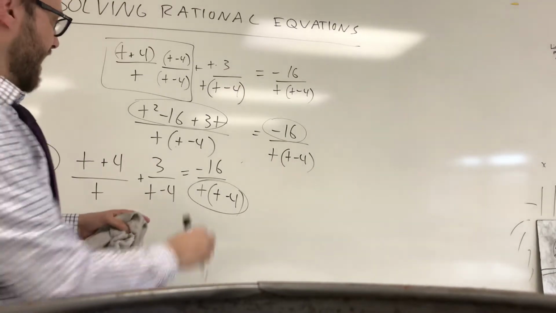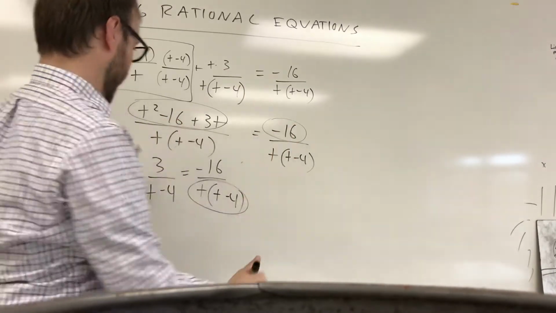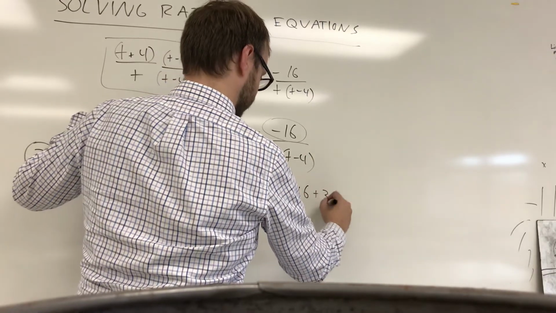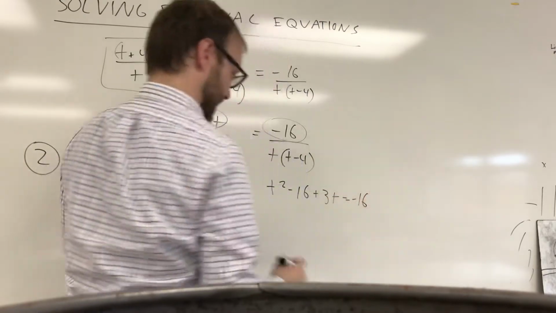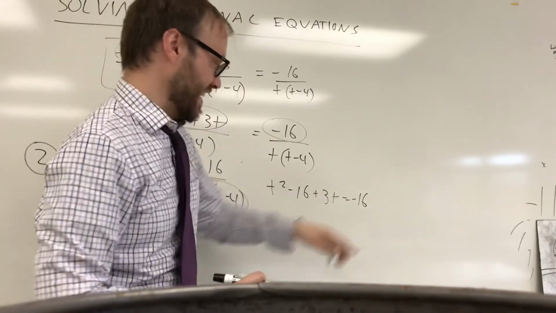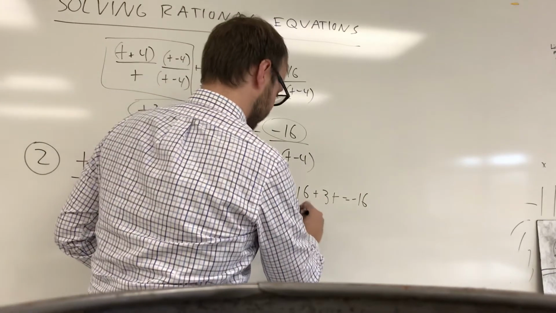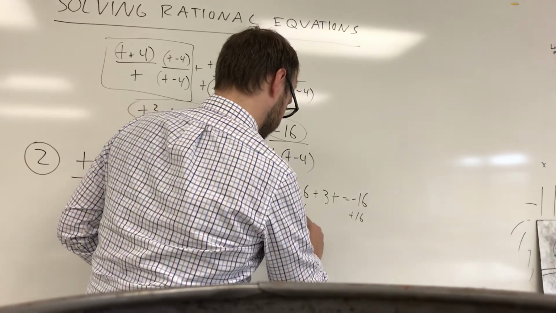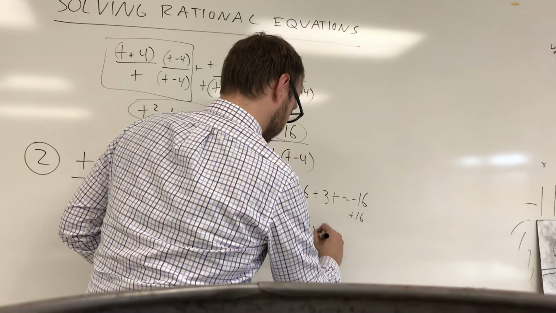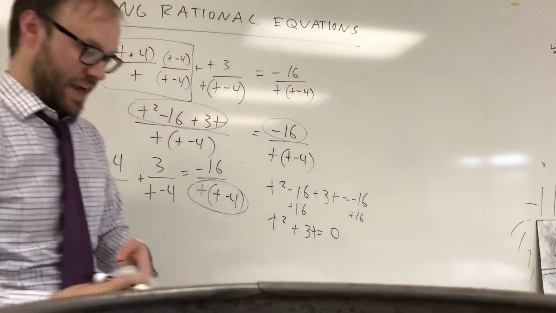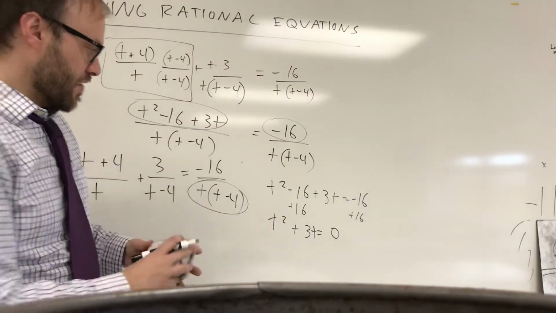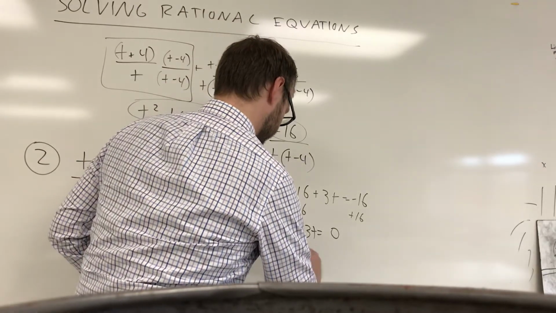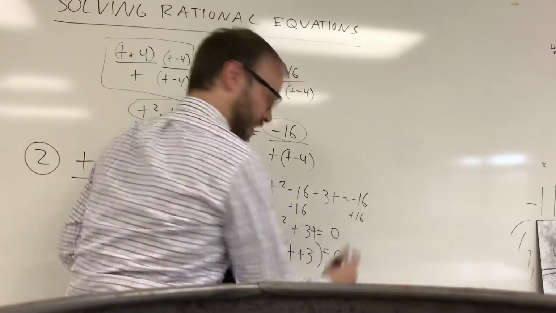So anyway, if you set this numerator equal to this numerator, I need t squared minus 16 plus 3t to be equal to negative 16, okay? Notice I can add 16 to both sides. And if I add the 16 to both sides, I'm going to end up with t squared plus 3t is equal to 0, okay? And of course, you can factor out a t here. You're going to get t times the quantity t plus 3 equals 0.